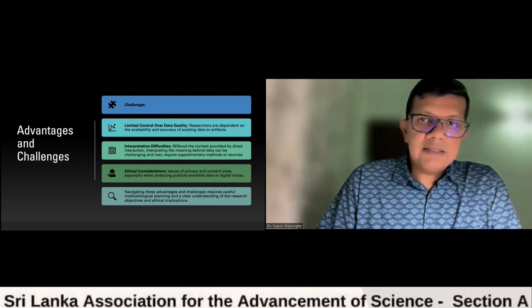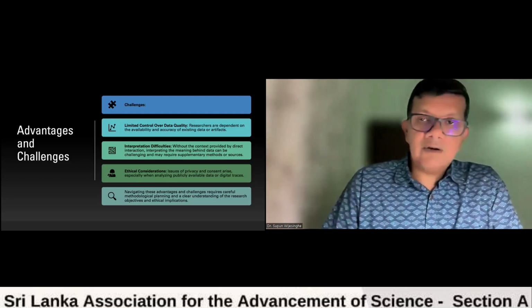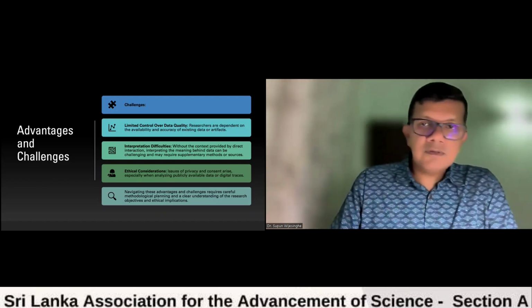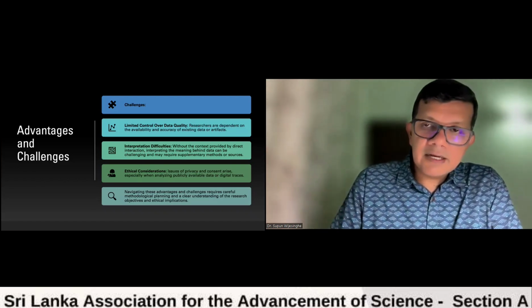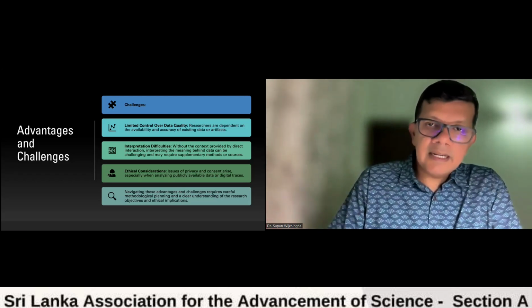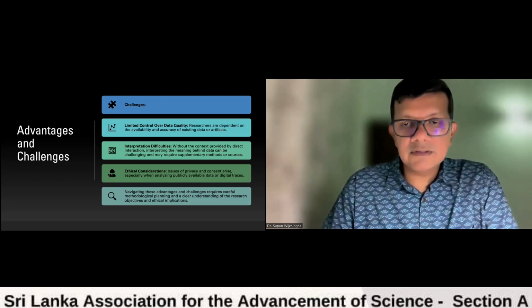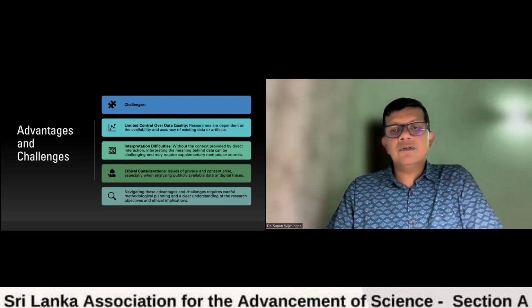The challenges are that you have limited control over data quality because you are not collecting primary data, you are just observing. So you are sort of collecting secondary data that other people collected. And of course, you need to have ethical considerations even if you are doing unobtrusive methods.